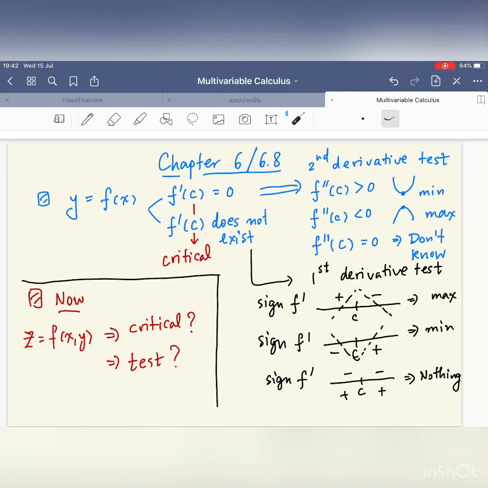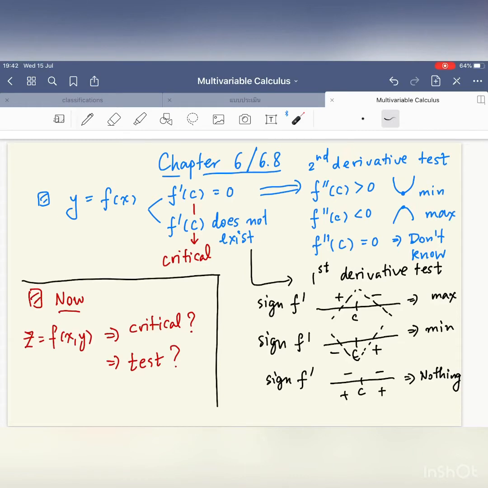Previously, in your single variable calculus, if you are given y equals f of x and you need to find a local extremum or a relative extremum, then the first thing that you need to find is the critical value of a function. The critical value is the x value such that f prime equals 0, or the x value where f prime does not exist. Of course, this c, the critical value, must be inside your domain.